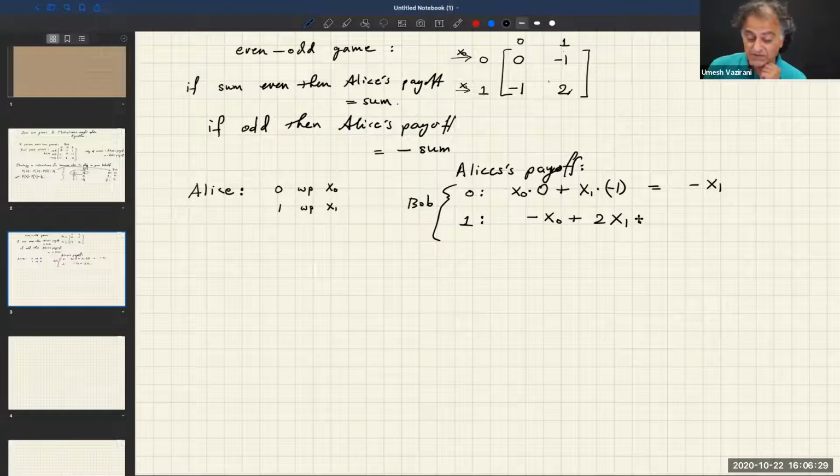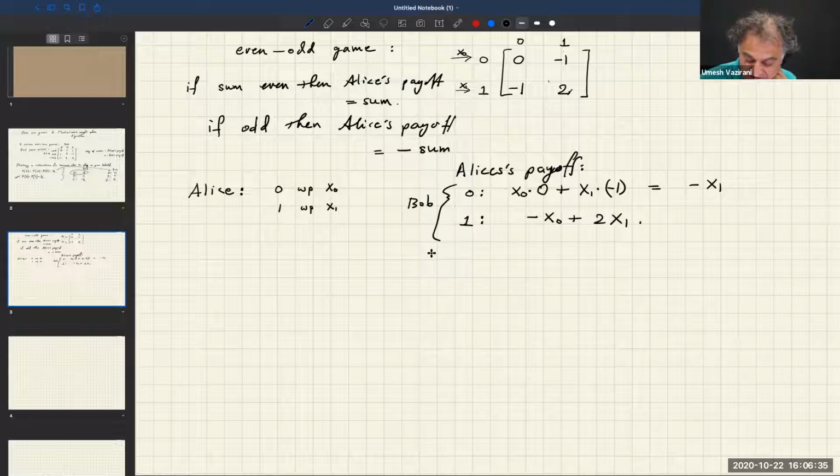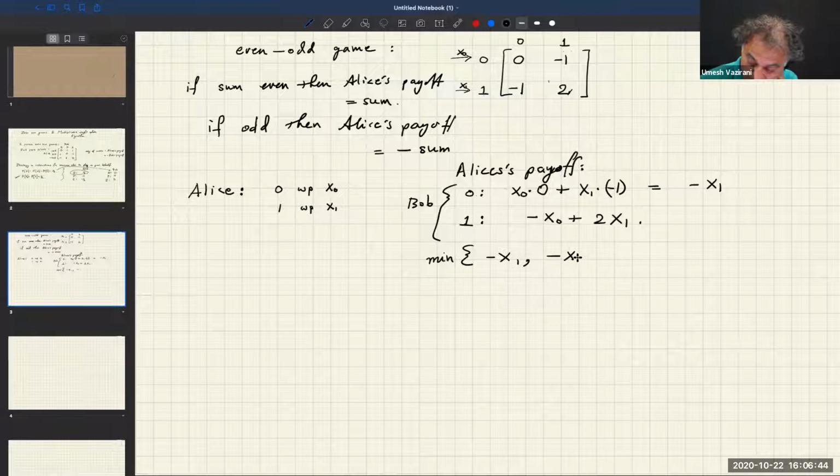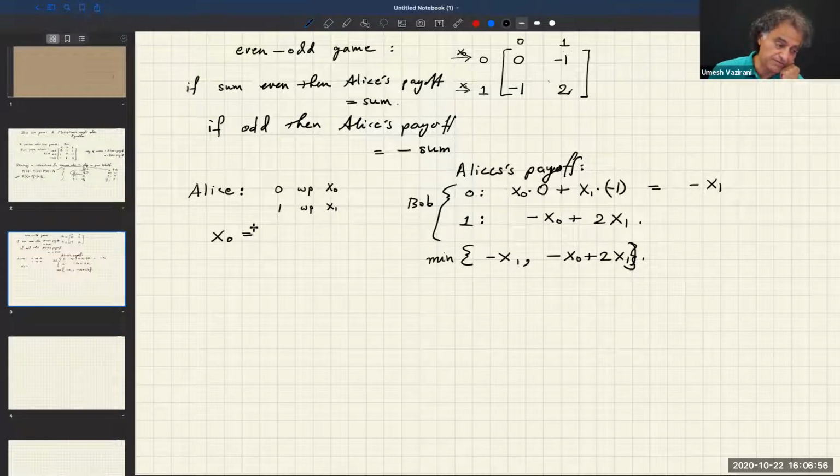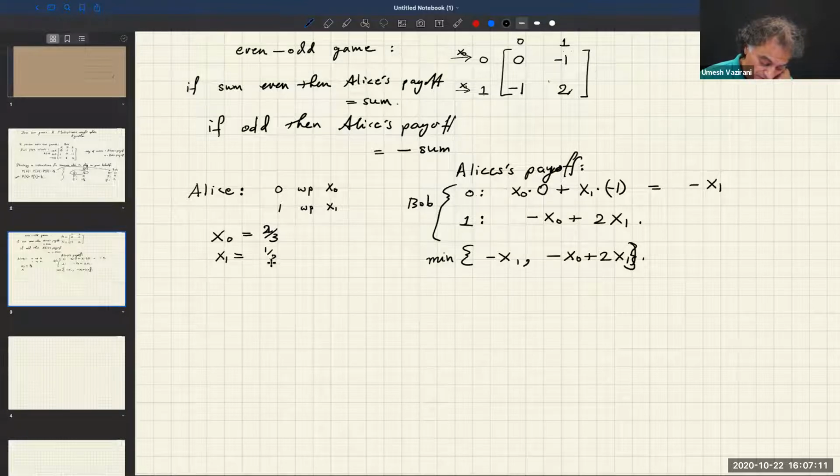Okay, now Bob's no fool. So what does he want to do? He wants to minimize Alice's payoff. So obviously what Bob wants to do is choose the minimum of minus x1 and minus x0 plus 2x1. So let me give you an example. Suppose she picked x0 equal to 2/3 and x1 equal to 1/3.